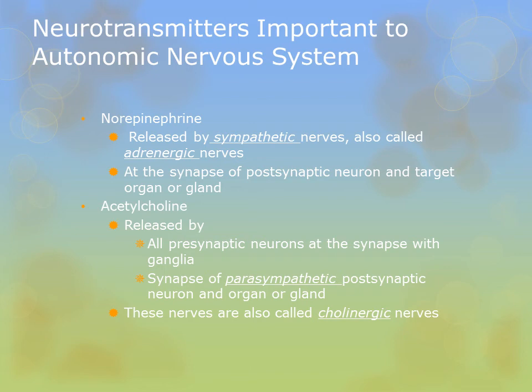So the two primary neurotransmitters that we're interested in are norepinephrine and acetylcholine. Norepinephrine is released by and works on the sympathetic nervous system. These are also, again, called adrenergic nerves. It's important for you to get that information stuck in your head, because when we talk about these medications, we're going to call them adrenergics, or we're going to call them adrenergic blockers if they are stimulating the PSNS.